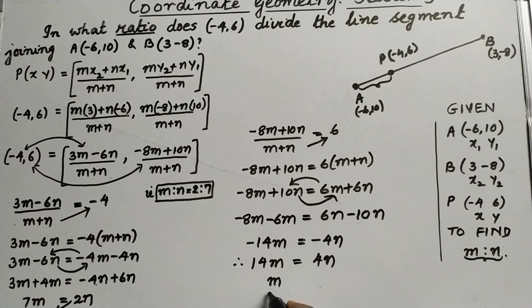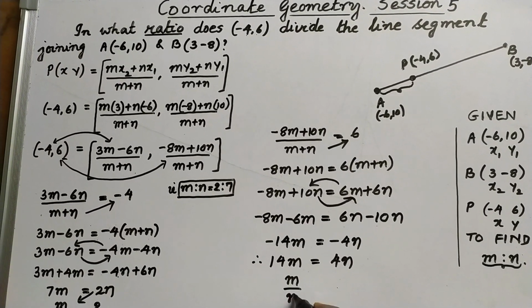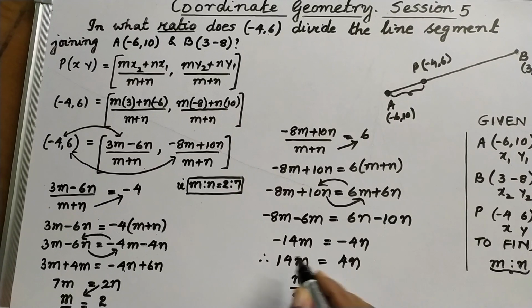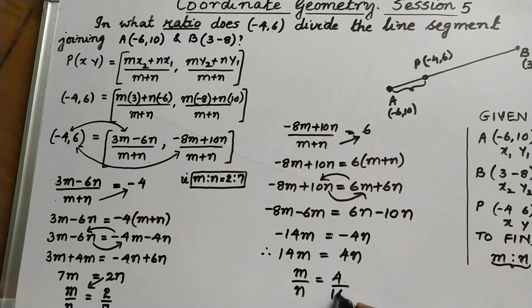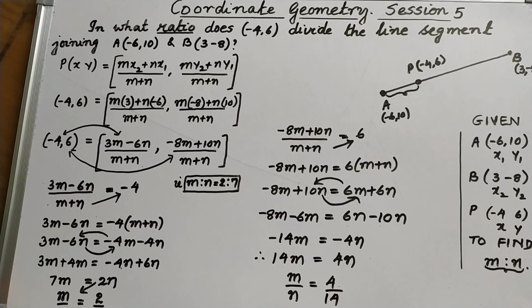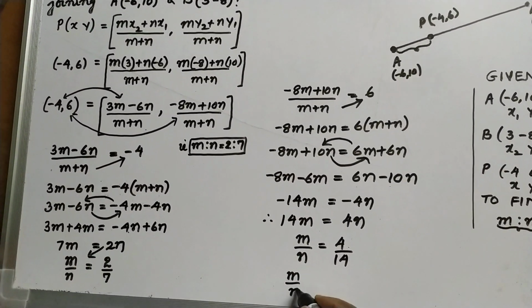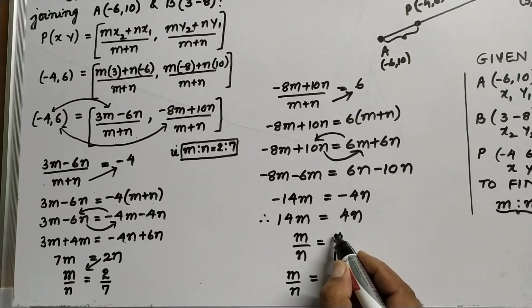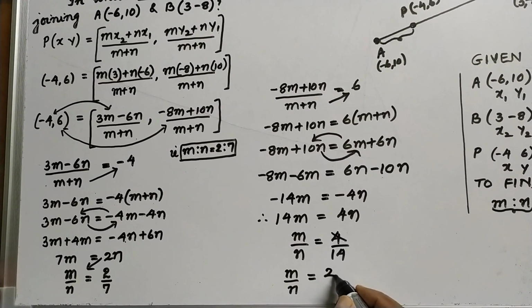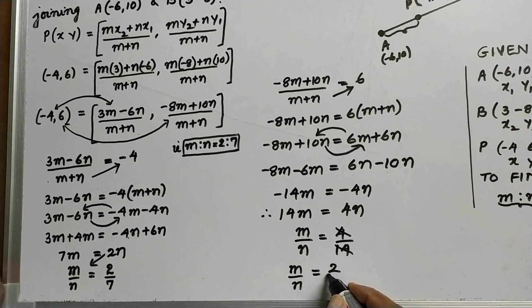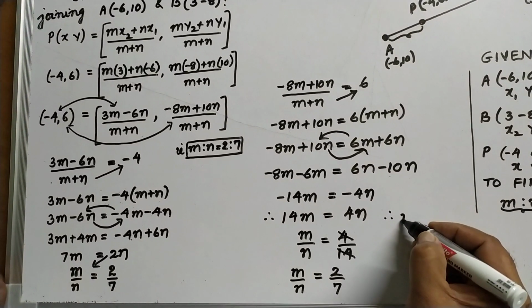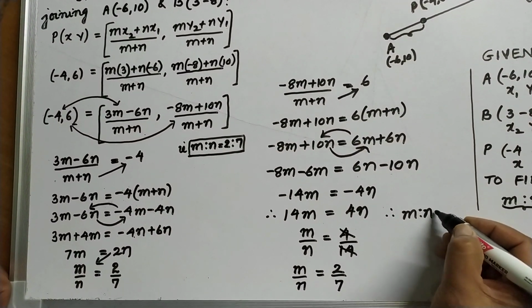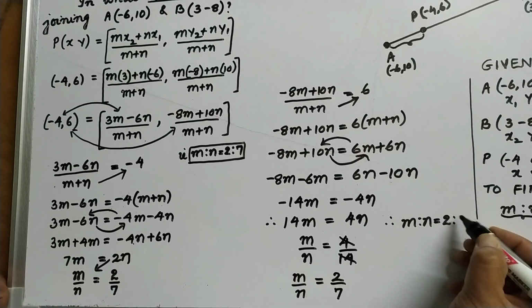Transfer n to this side. m divided by n is equal to, transferring 14 to the other side, 4 divided by 14. Therefore, m by n is equal to, 4 cancels with 2 two times and with 14 seven times. Therefore, m is to n is equal to 2 is to 7.